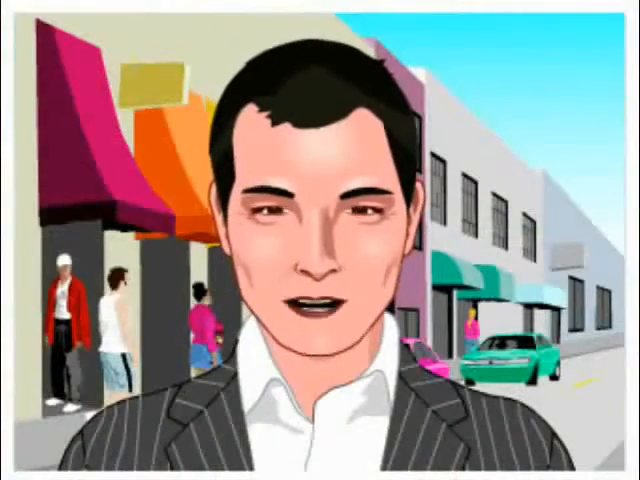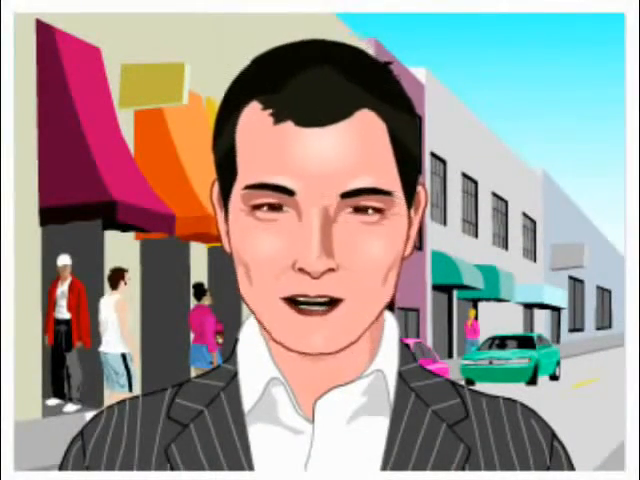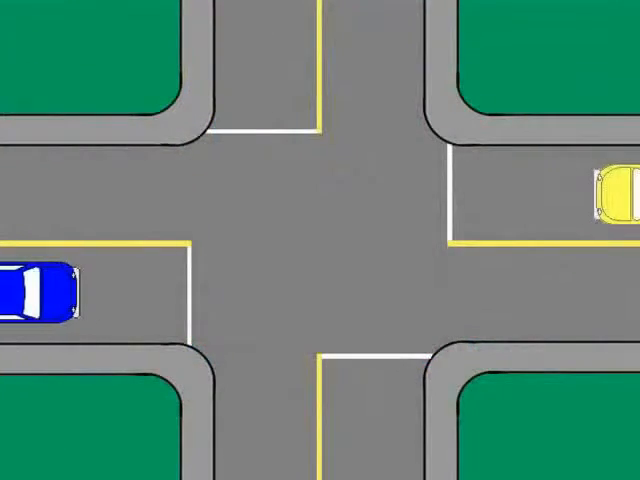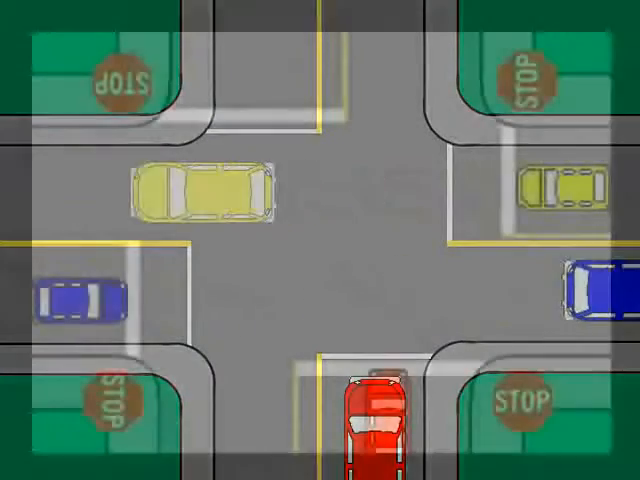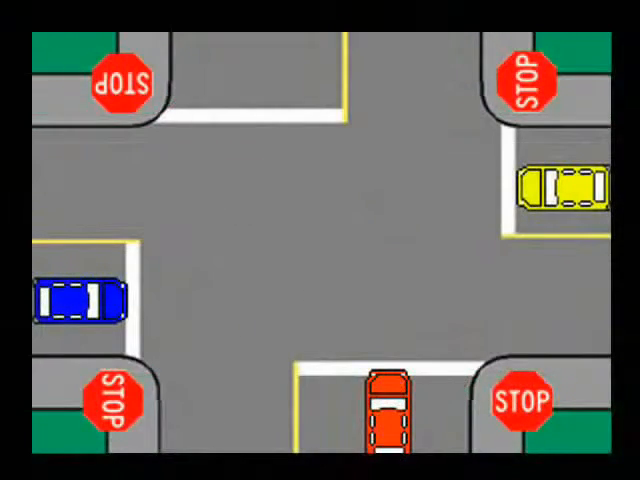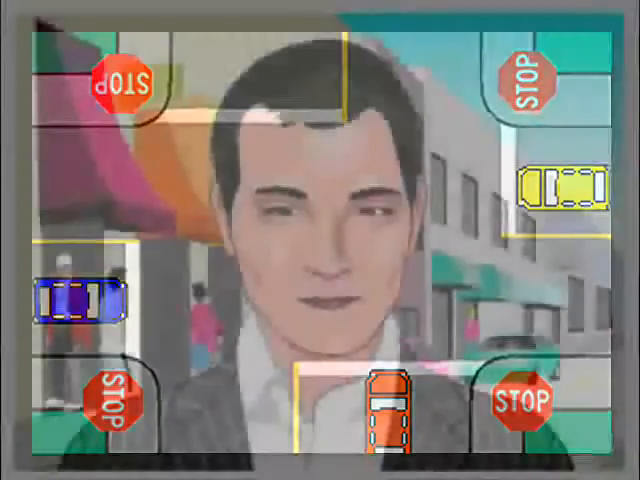Scenario 1 of 1. At an intersection where stop signs are located on all 4 corners, the first vehicle to come to a full stop should be allowed to proceed first. When 2 vehicles arrive at such an intersection at the same time, the vehicle on the right-hand side has the right-of-way and should proceed through the intersection first.